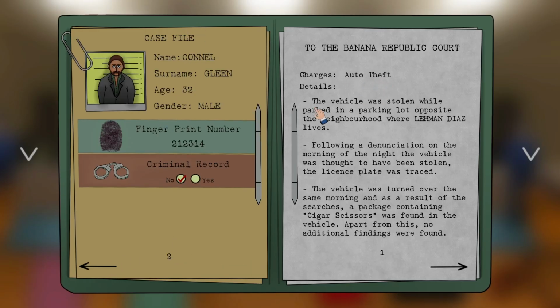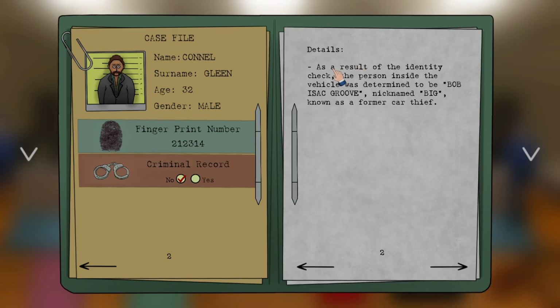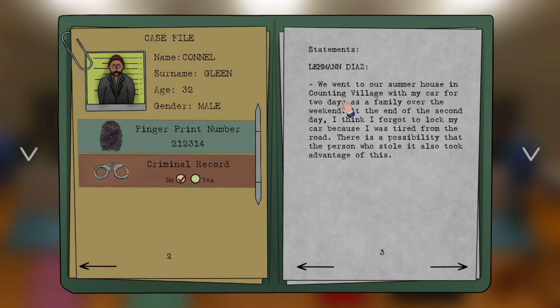So it's auto theft. The vehicle was stolen while parked in a parking lot opposite the neighborhood where Lemon Diaz lives, which is none of these people. Following a denunciation on the morning of the night the vehicle was thought to have been stolen, the license plate was traced. The vehicle was turned over the same morning, and as a result of the searches, a package containing cigar scissors was found in the vehicle. Apart from this, no additional findings were found. As a result of the identity check, the person inside the vehicle was determined to be Bob Isaac Groove, nicknamed Big, known as the former car thief.